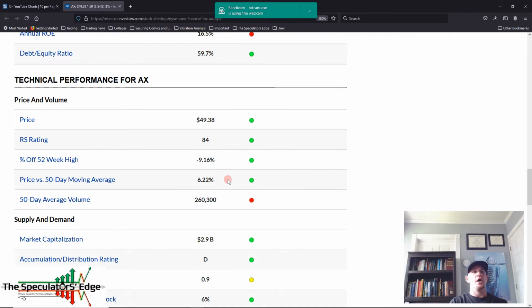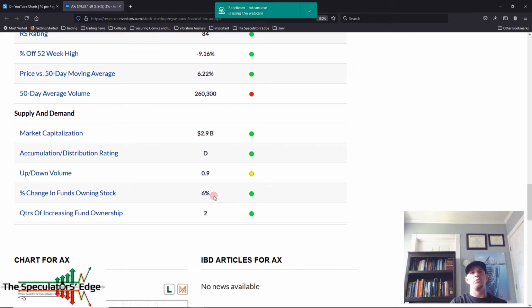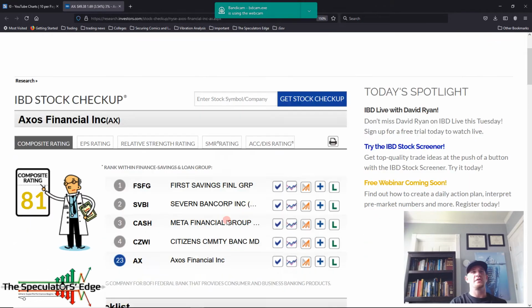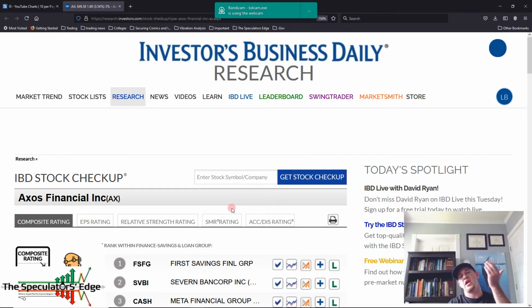Okay, so we do have a little bit of accumulation in this stock. Percent change of funds owning the stock has been 6%. And the quarters of increasing fund ownership has been 2. So not too bad on that. By far, this stock on a technical theme is excellent, and also with higher interest rates or yields increasing, financials could be a big winner in the short term. So look at this stock, pay attention to it. Like I said, I'm not recommending that you buy it, but if you look at it and you want to buy it today, would not be a bad trade.